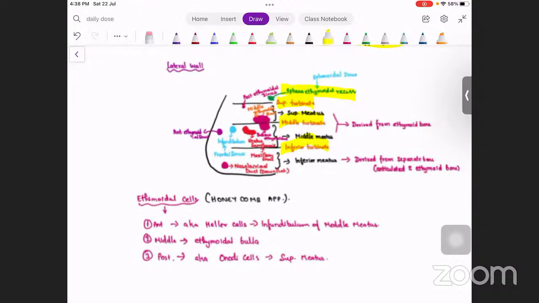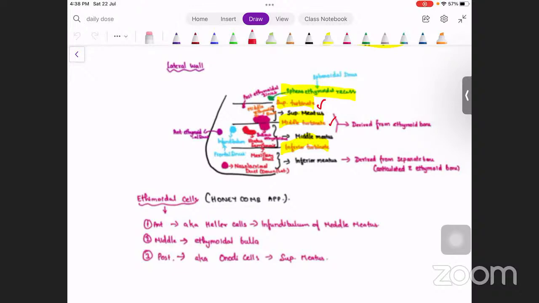Posterior ethmoidal sinus and middle ethmoidal sinus are located on the superior meatus, where the superior meatus is the space between your superior turbinate and middle turbinate. So the superior meatus contains the two sinuses draining into it. What are they? One is your posterior ethmoidal, another one is your middle ethmoidal. And below, you have the middle meatus, which is running between your middle and inferior turbinate.